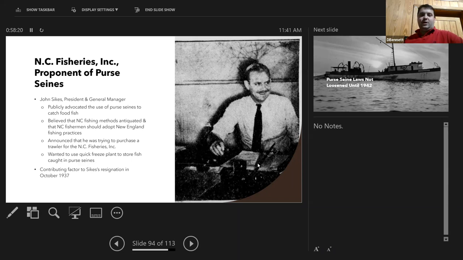And, you know, these fishing methods used by North Carolina commercial fishermen, they're antiquated, they're old fashioned. You really need to adopt these methods. They're used by New England fishermen, that kind of thing. And people didn't like that. He had to resign a couple months later after making these public statements. There's some other reasons why he had to resign, but this was one of the straws that broke the camel's back.